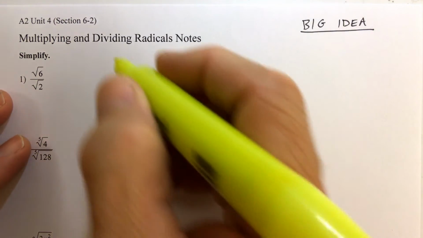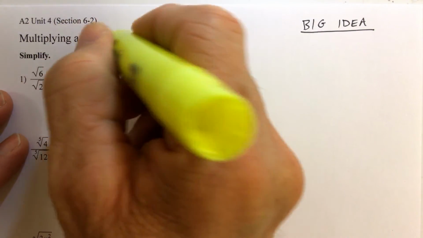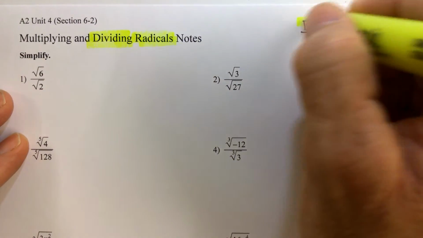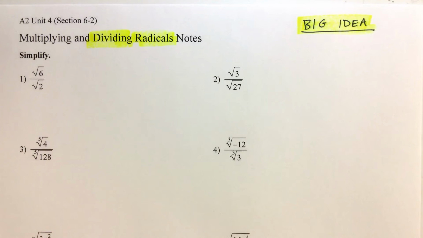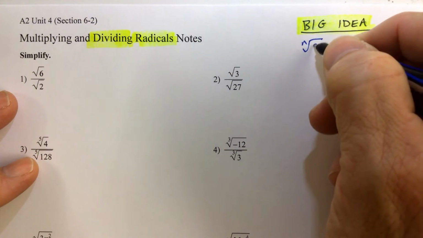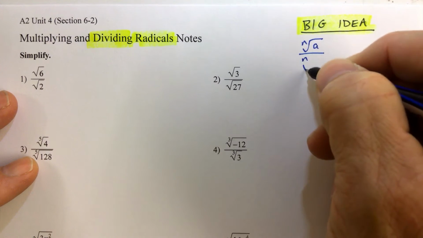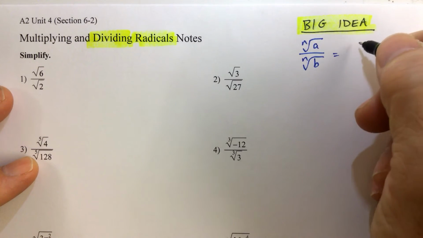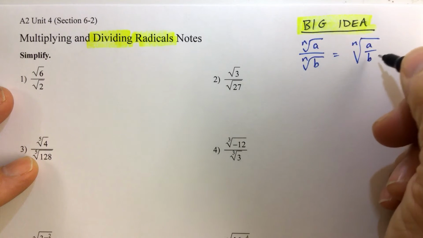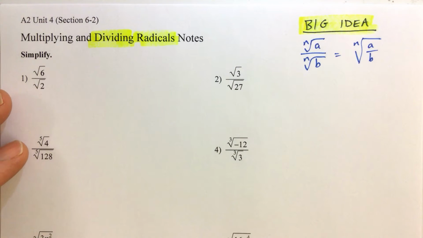In this set of videos, we've already done the multiplying, so we're going to go ahead and divide radicals. And this also comes with a big idea that is very important you understand. If we have the nth root of A divided by the nth root of B, we get to combine those and rewrite that by bringing the A and the B underneath the radical symbol. So this is essential that you understand that. So let's go ahead and see how it works.